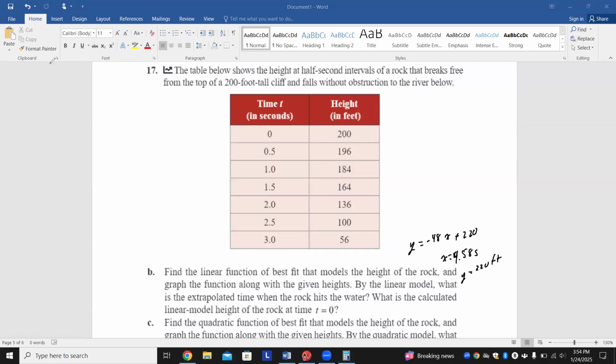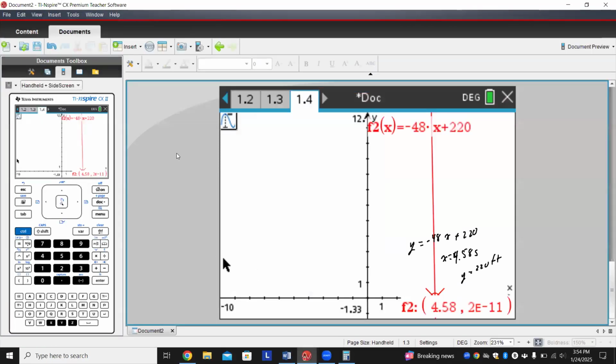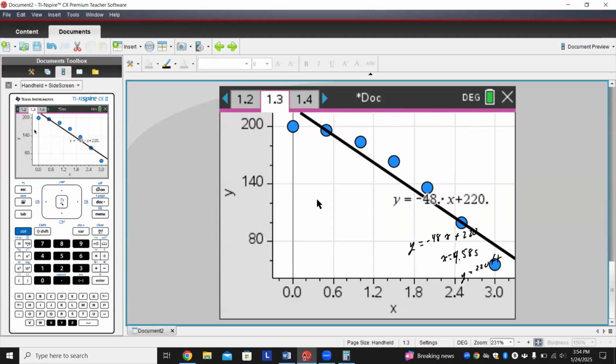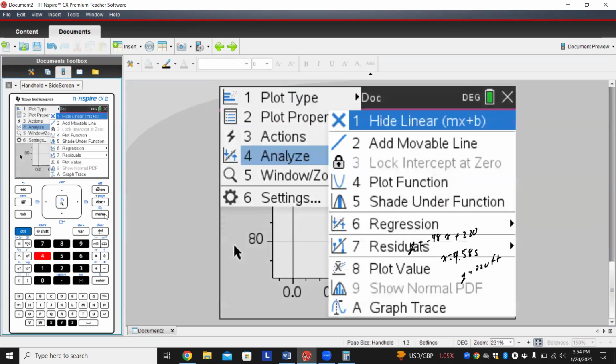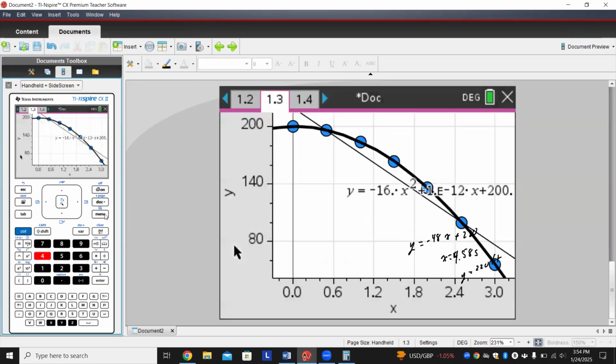So I'll bounce back. I don't have to do anything extra, but go back to that data and statistics. I'll then do menu, analyze, regression, and now I want to show a quadratic. So there's that. So I'm going to write that down.